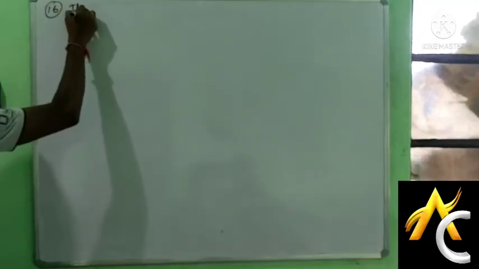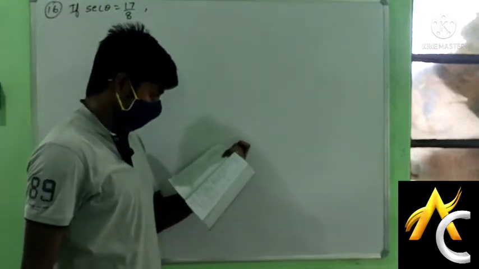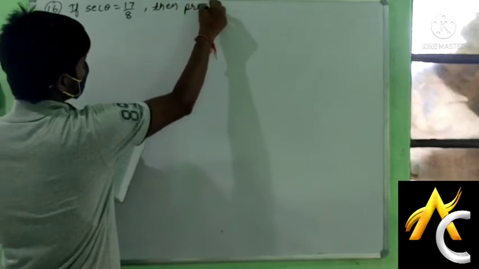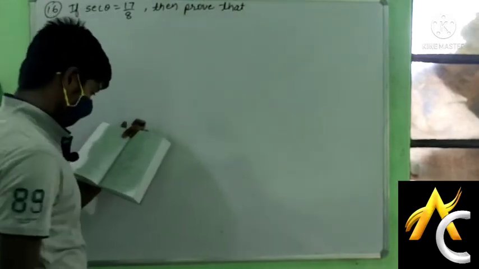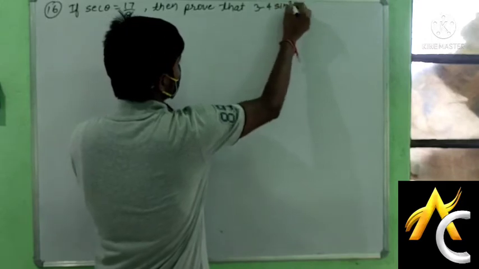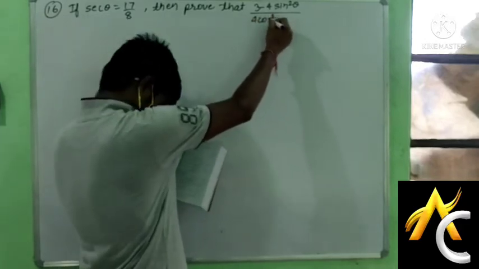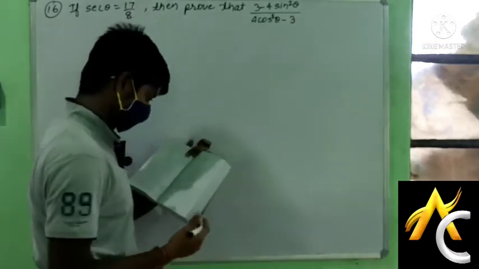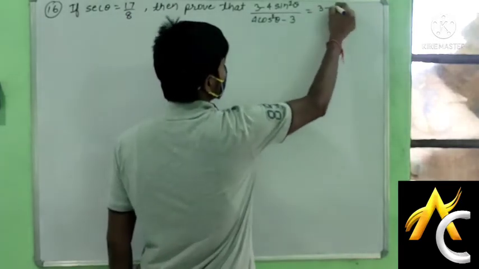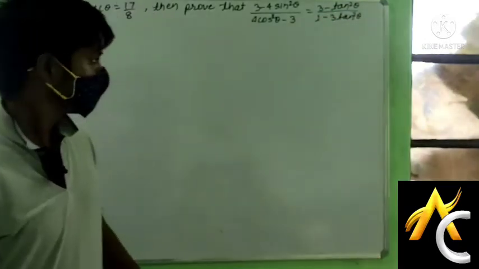Question number 16 is, if sec theta is equal to 17 by 8, then we have to prove that 3 minus 4 sine square theta by 4 cos square theta minus 3 is equal to 3 minus tan square theta by 1 minus 3 tan square theta. The approach will be similar.